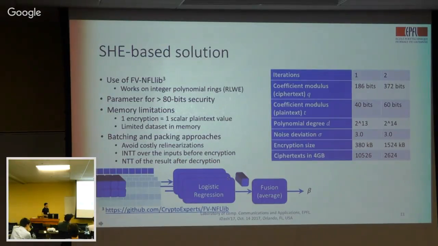So the client only has to decrypt and fuse the results. So that will be the average results. And packing capacity, of course, is equal to the polynomial degree that we have here, but we never go to that numbers with the data set sizes that we have in this class.